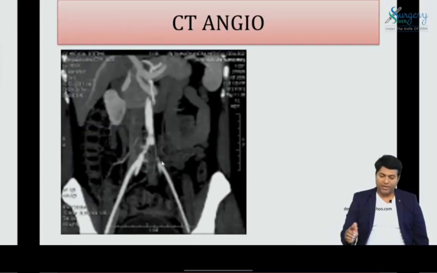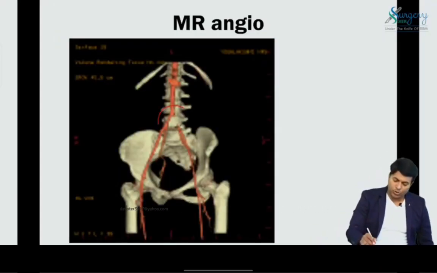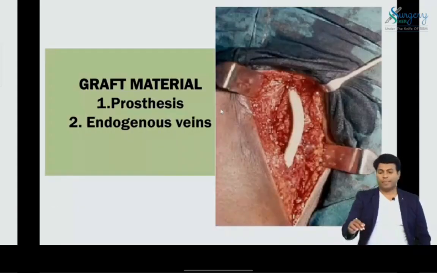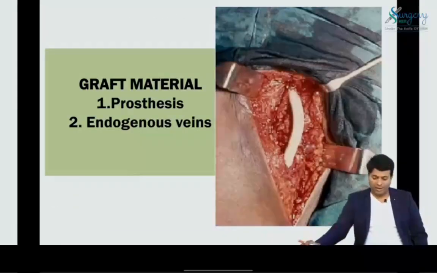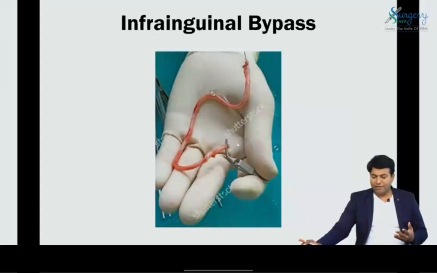Angiography can show you the left common iliac occlusion. MR angiography showing you left common iliac occlusion. You can see we have used a polytetrafluoroethylene prosthesis between iliofemoral. For suprainguinal bypass we use a prosthesis. For infrainguinal bypass we use saphenous vein.